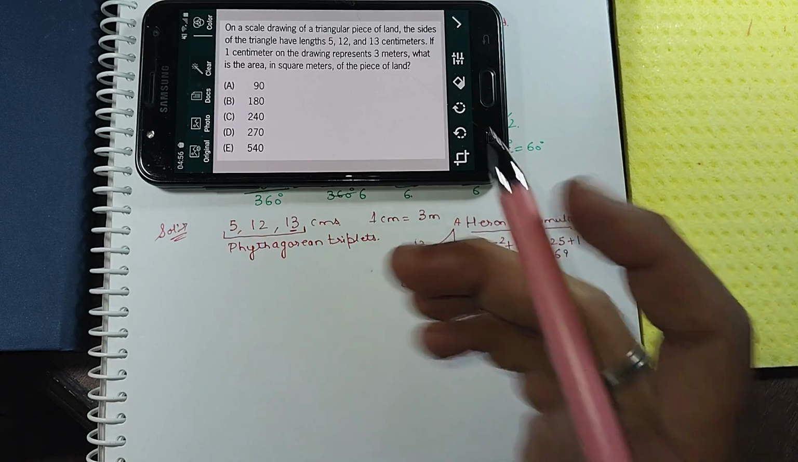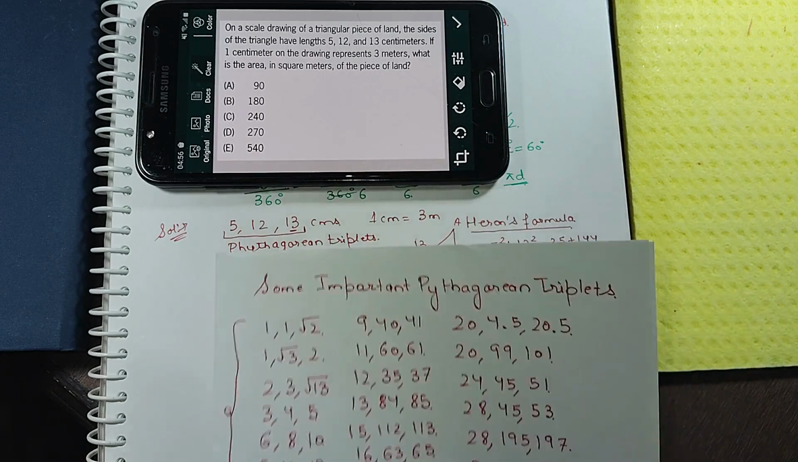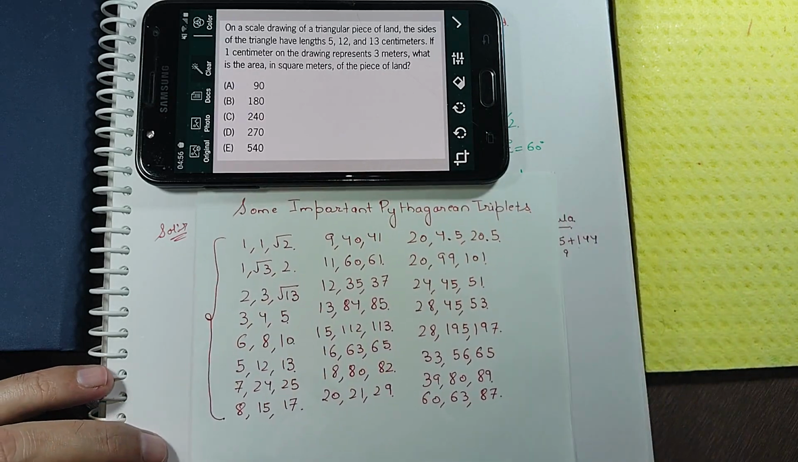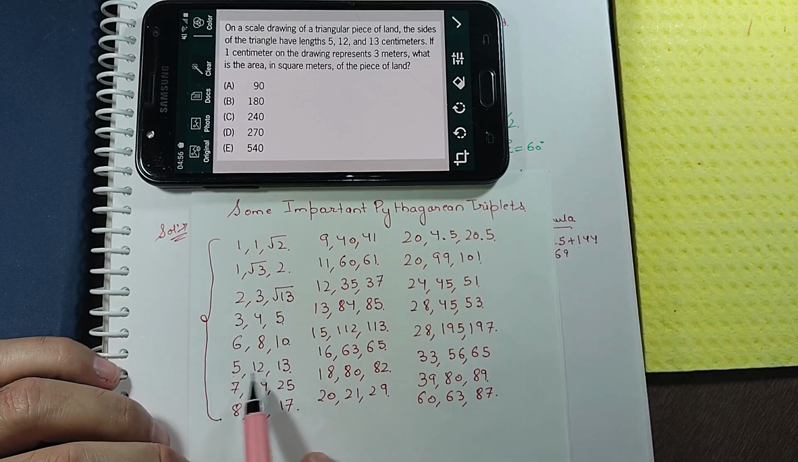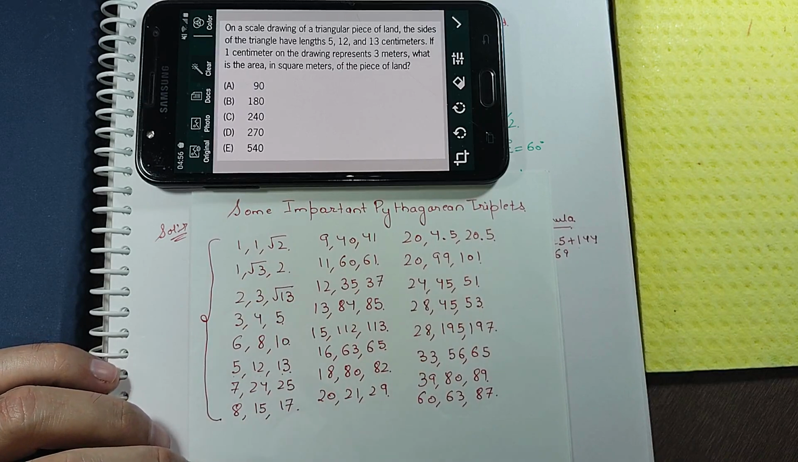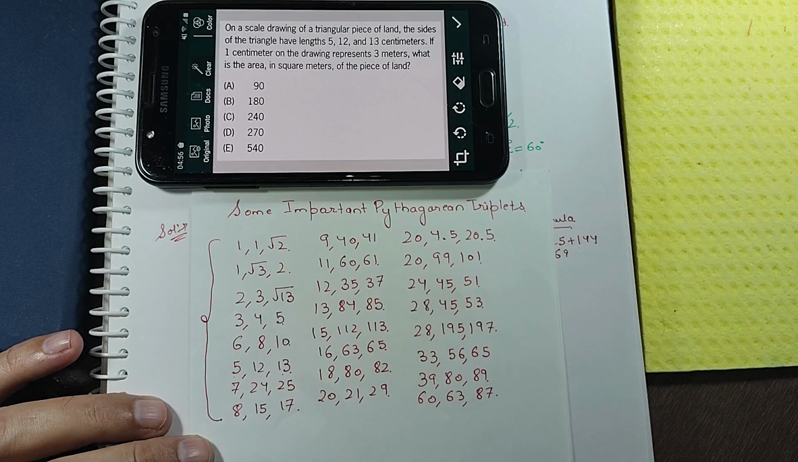So whenever you look at such a triangle, if you have to solve it by Heron's formula, it will be somewhat time taking. But if you know that this is a Pythagorean triplet, I would show you some of the Pythagorean triplets which are important. So you can take a screenshot and hang it wherever you study. So here you see 5, 12 and 13 are Pythagorean triplets. You must remember some of these important Pythagorean triplets.